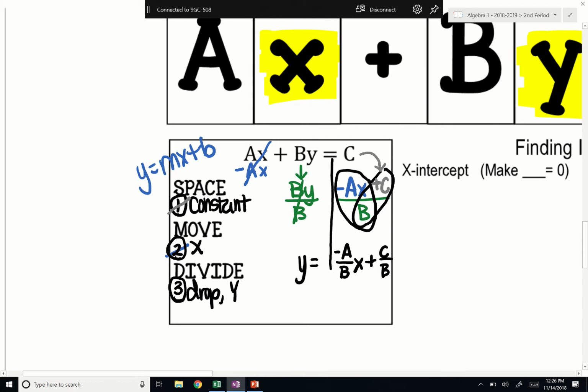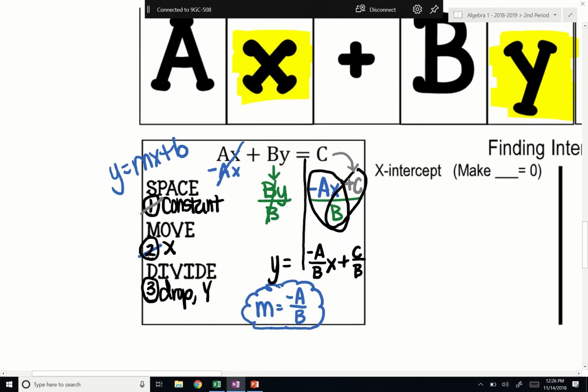Something should look familiar up there. What's your slope in this problem? What was your slope shortcut for standard form? Opposite A over B. So this is where it comes from. Okay? So yes, it was a shortcut, but now there's logic to why it's our shortcut. We take the opposite of our A, we divide it by our B.